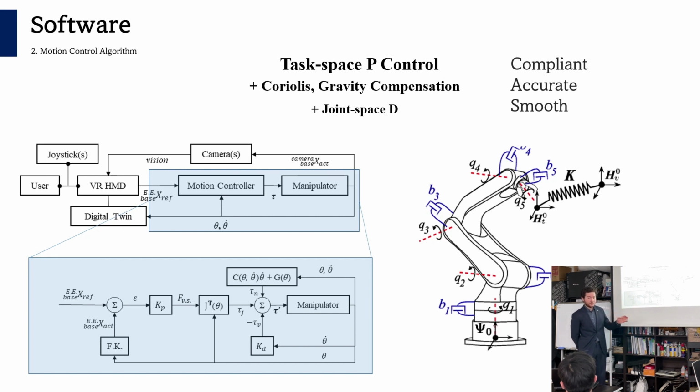I'm controlling the manipulator as a compliant task space P control. In the task space P control, since I'm generating these torque values from the virtual spring, it doesn't really affect the performance of the damping.